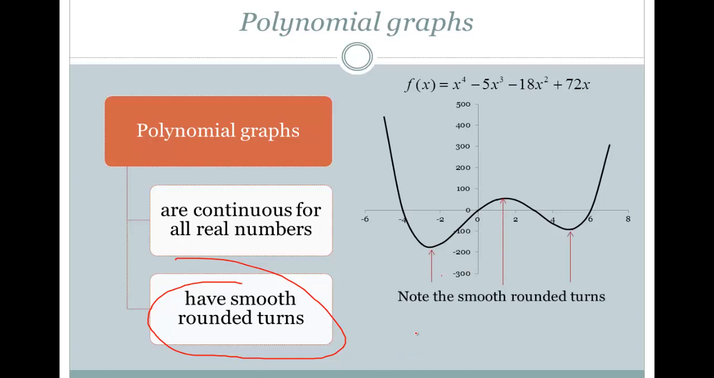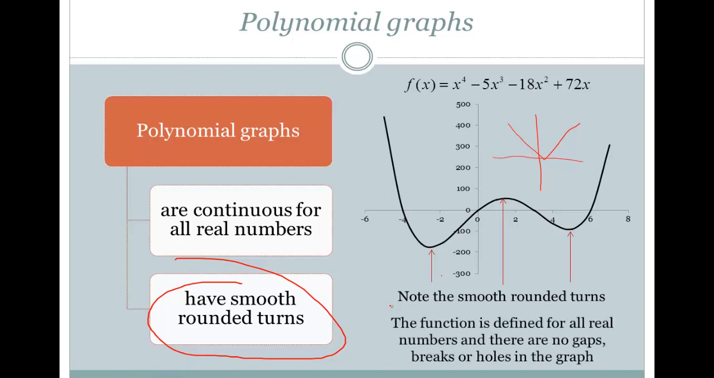I'm not seeing anything like this. So if I had a graph like this, like the absolute value function, that's not what we're going to have for polynomials. You're not going to have any transitions like that. The function is going to be defined for all real numbers. There's going to be no gaps or no holes in this graph at all, for any polynomial.